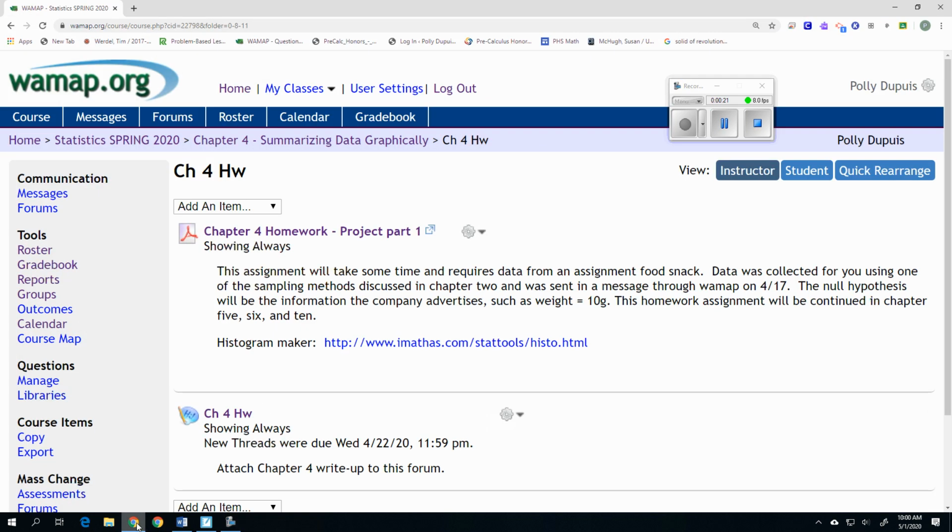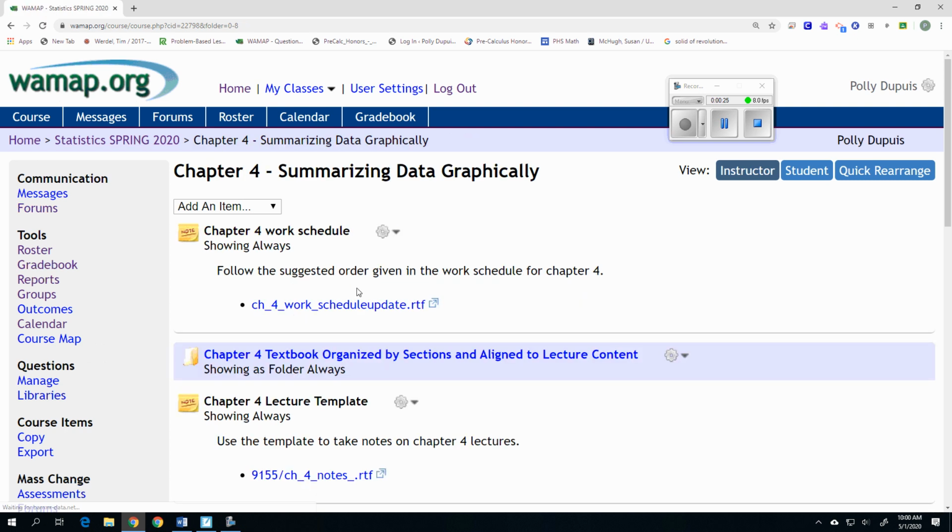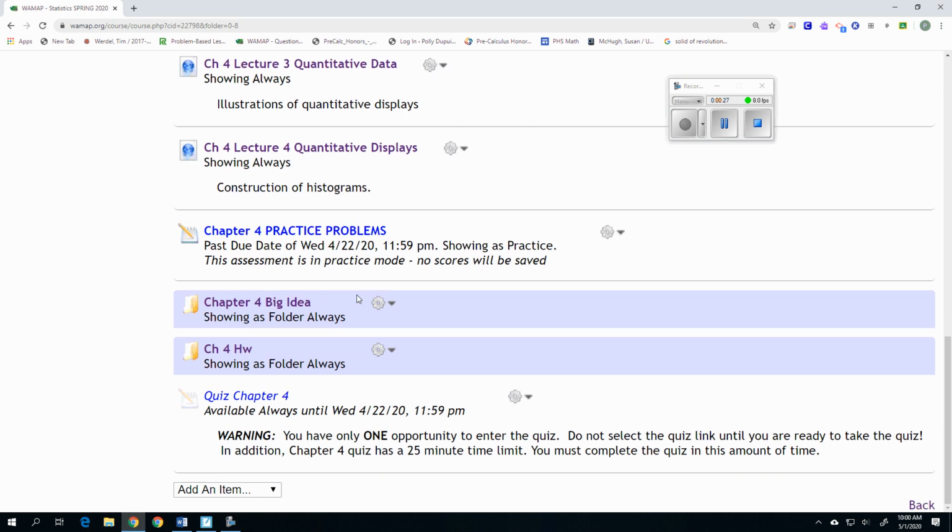So let's go into chapter 4. Since your data is not qualitative, you should be looking at quantitative data. Right here it talks about the displays, how to make a histogram. Stem and leaf plot, you don't have enough data. And if it's continuous, it's awfully hard. You can, but it's awfully hard to put in a stem and leaf. So you need to go back and determine which display you're going to make.